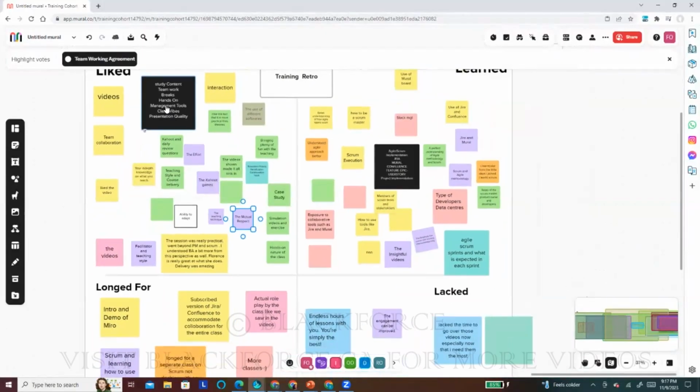I like this one, study content, the teamwork, the breaks. I'm glad that someone mentioned the breaks, right? Because I remember, I think in our last class, we used to have just a 5-minute break, right? But I think this time around, we implemented more breaks.